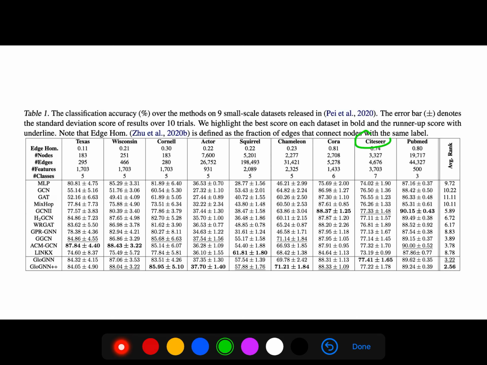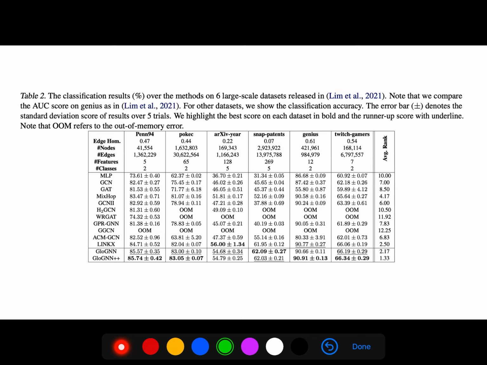These are the datasets on which they compare different models like MLP, graph convolution, and graph attention to their models GLOGNN and GLOGNN+. Also, they evaluate classification over 6 other large-scale datasets.